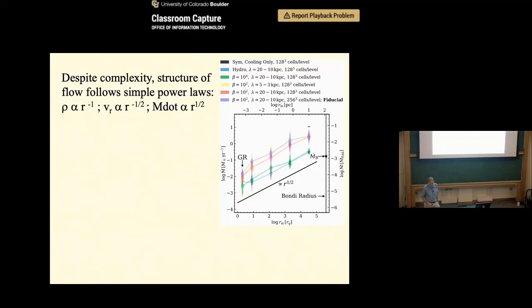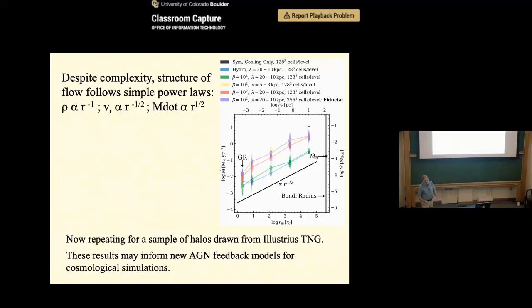So we're now repeating these calculations using a whole series of halos taken out of the illustrious TNG simulations. We take the potential and gas produced by illustrious TNG and we zoom in using this technique to look at how feedback works across a much larger sample of halos. So that's exciting, to be able to connect these cosmological simulations directly with GRMHD simulations of feedback.